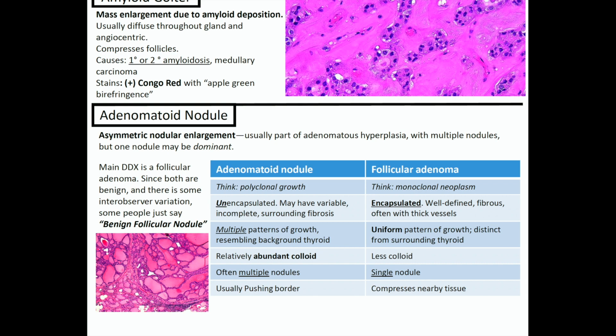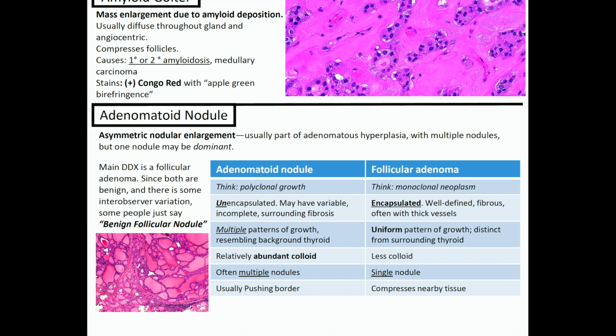All right, next up, we've got amyloid goiter. So this is a mass enlargement due to amyloid deposition, usually with diffuse amyloid deposition throughout the gland, and it can be angiocentric or centering around vessels. Often compresses follicles, causing primary or secondary amyloidosis and leading to medullary or associated with medullary carcinoma.